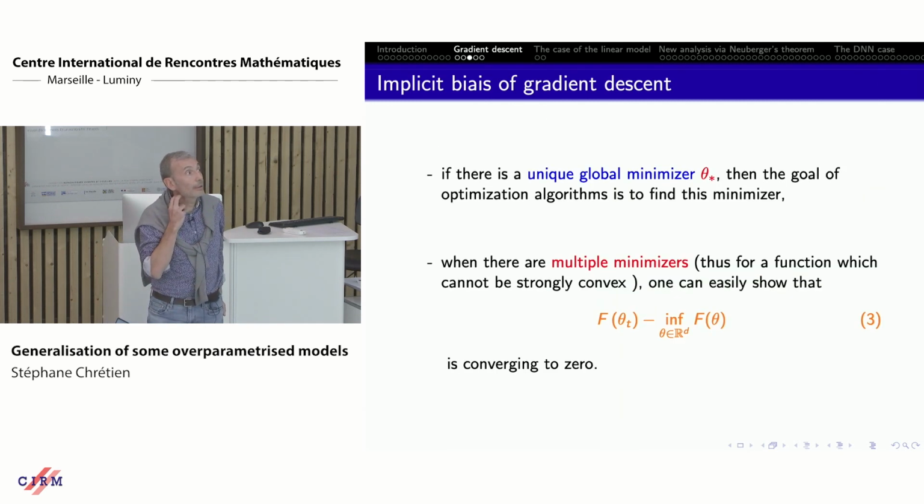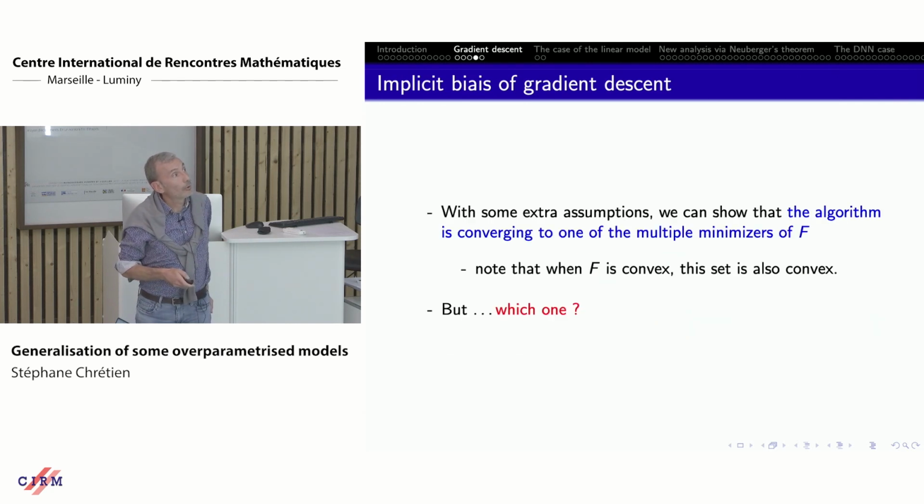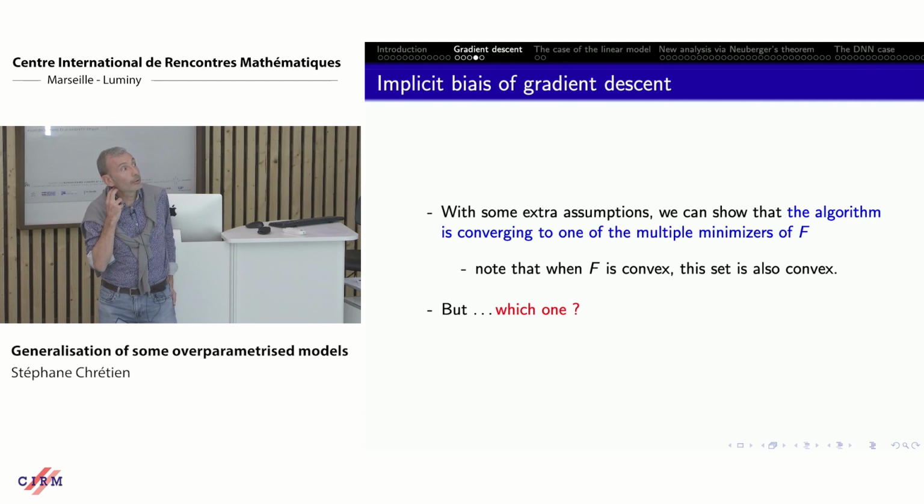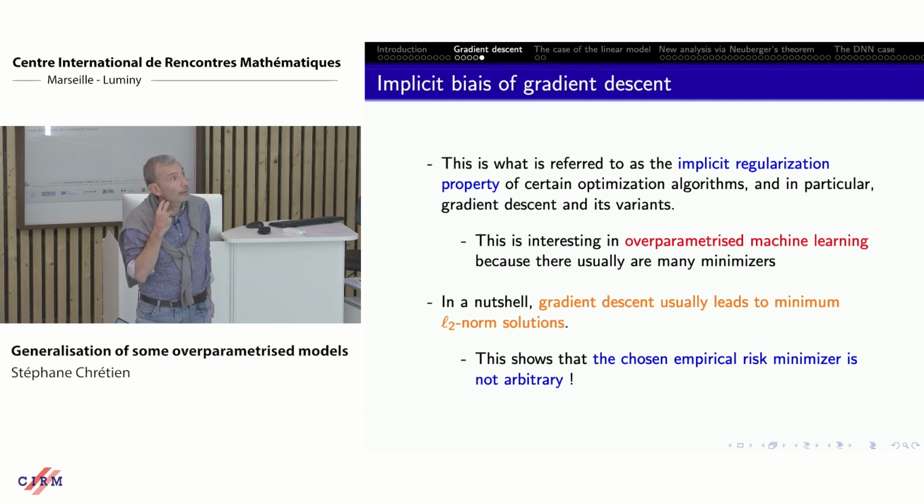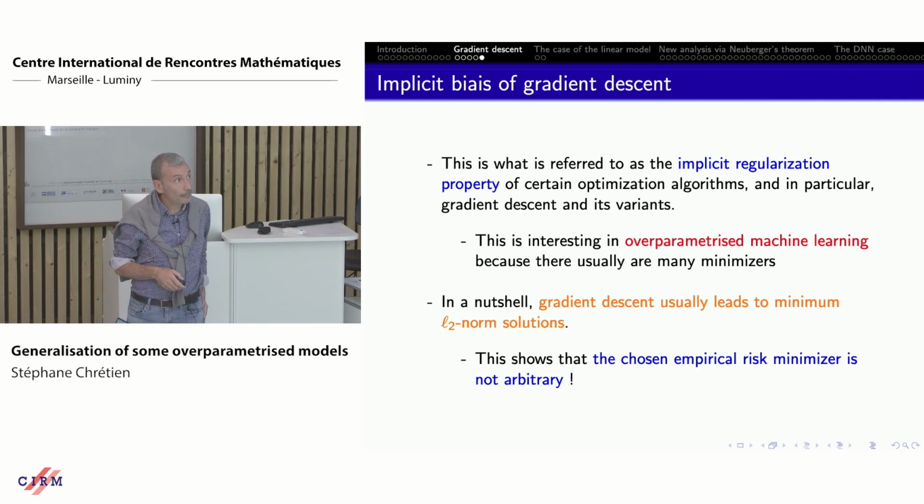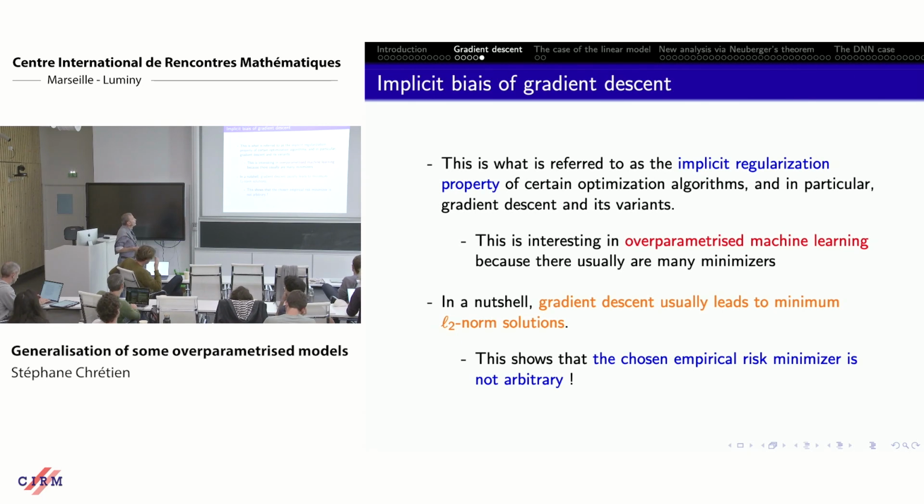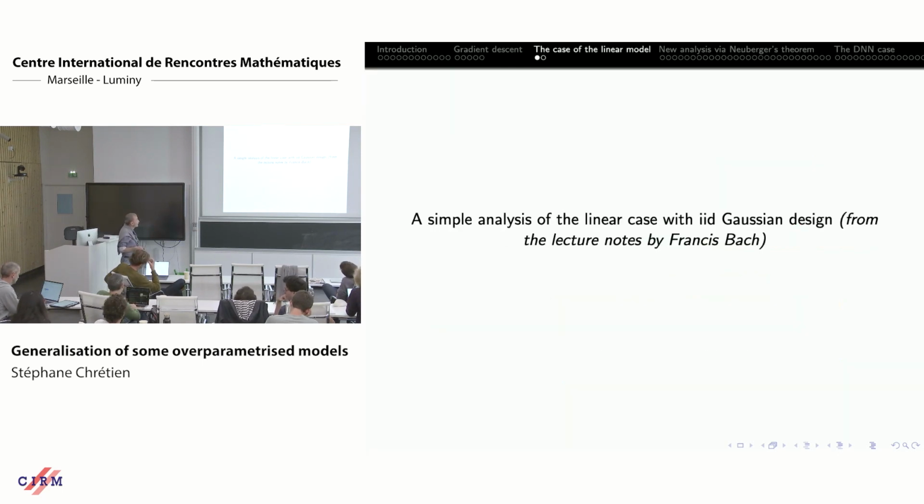But there is something which is a bit striking, which is that when you have multiple minimizers, of course, the value converges, but also under certain assumptions, the algorithm converges to some point in the set of minimizers, and in many setups, the algorithm converges to the minimum L2 norm solution of this empirical risk minimization problem. So that means that when you run a stochastic gradient descent algorithm, the solution you're producing has certain interesting properties that should be leveraged in order to understand the generalization of your system.